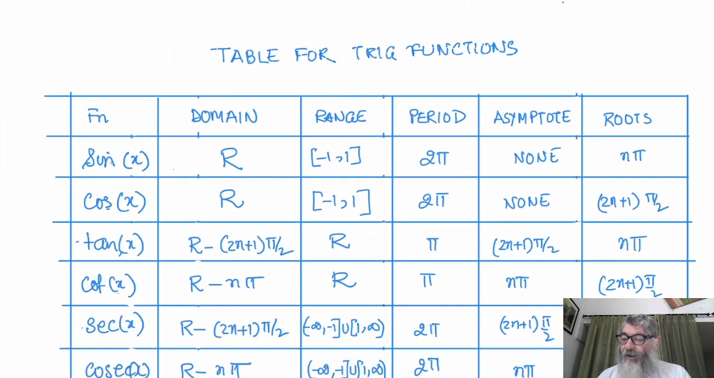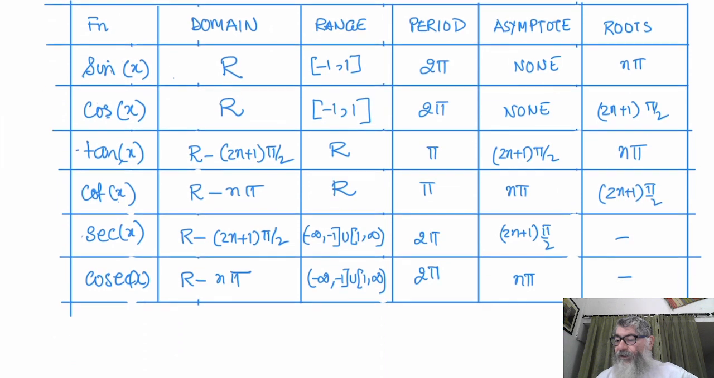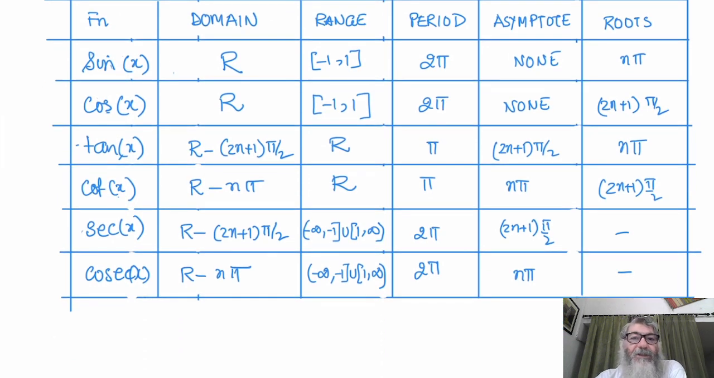Today I'm going to start the table for trig functions, which includes everything: function, domain, range, period, asymptote, and roots. For the function sine, the domain is the set of real numbers. Sin x, that is, x can take any real value. So that is why the domain is the set of real numbers.